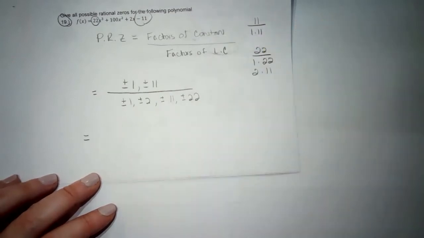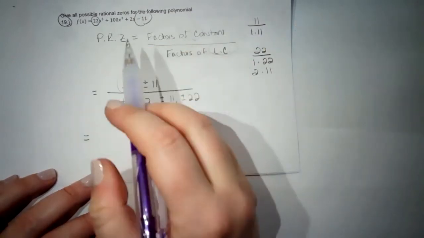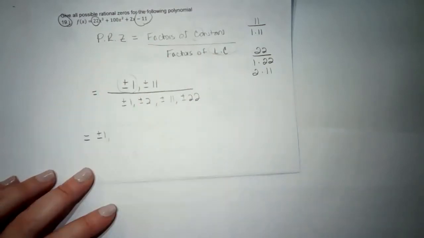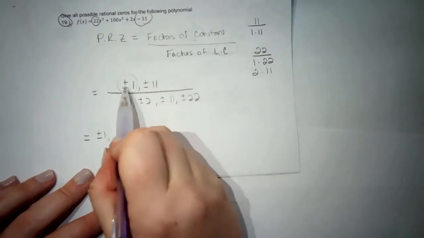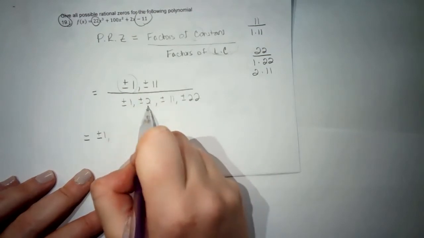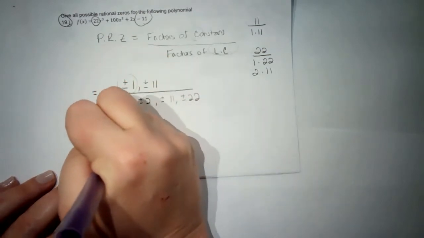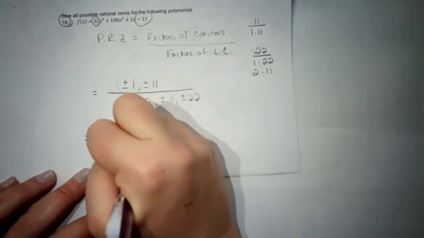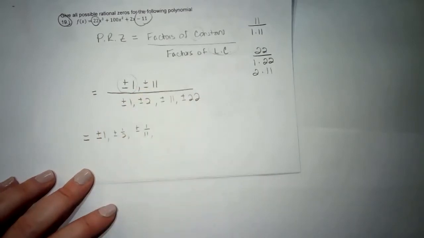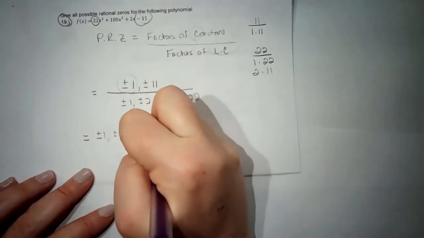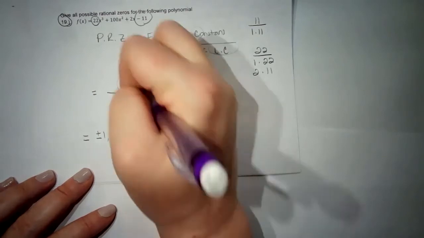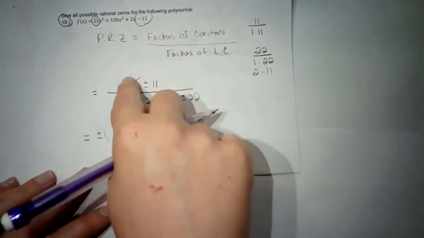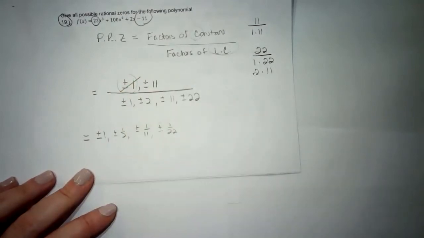Okay, so here's how you do it. You're going to take your first one, 1, and do 1 divided by 1. That's 1. Then 1 divided by 2, that would be 1/2. And then 1 divided by 11, that's 1/11. And then 1 divided by 22, and then you're done with the 1. So we just took it and put it over every single denominator.